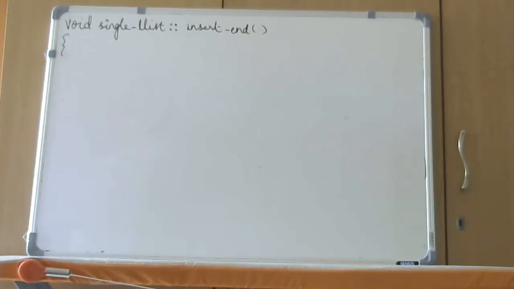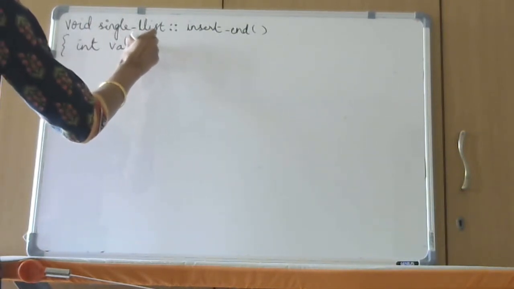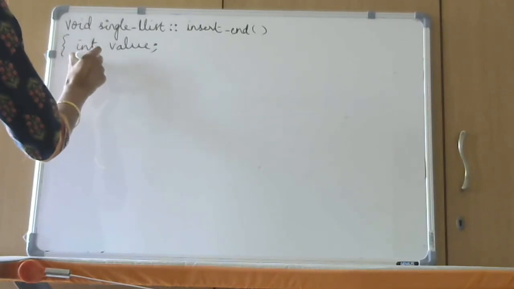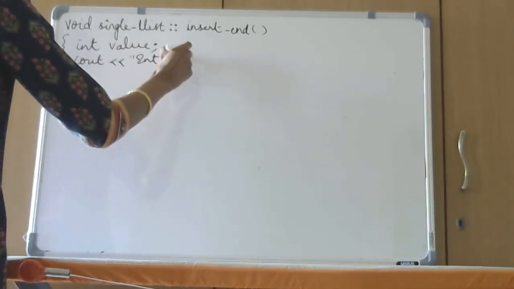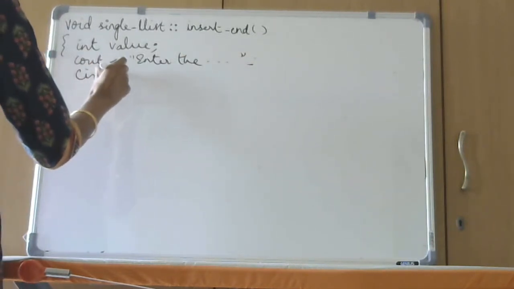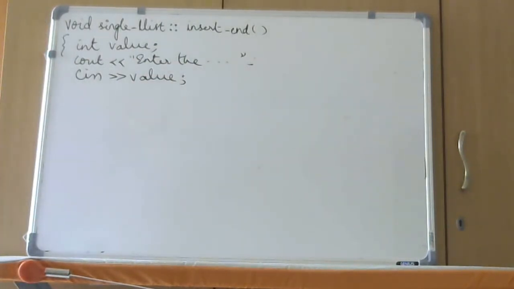Now let us see how we can insert at the end. I want to insert the node as the last node of the list. Again you have to accept first what you want to insert. So int value, I will declare one variable. Let's say cout, enter the element to be inserted. So cin, I am accepting the value that I want to insert.